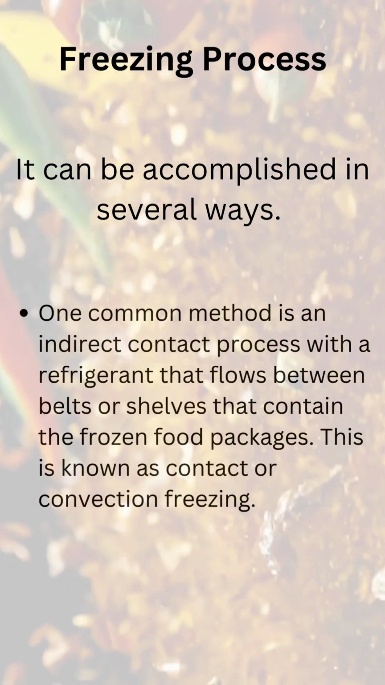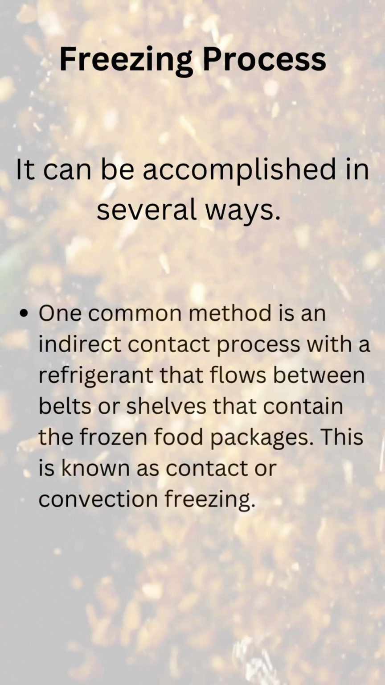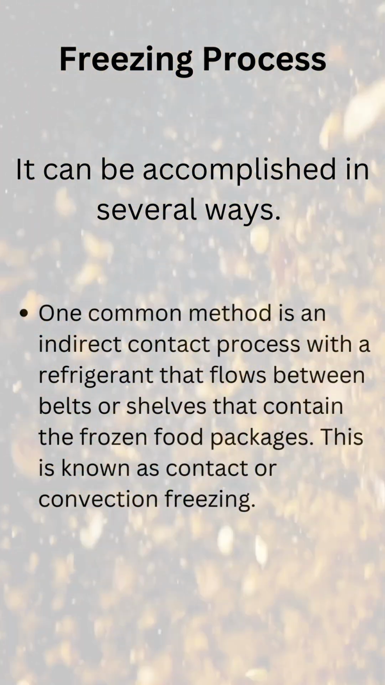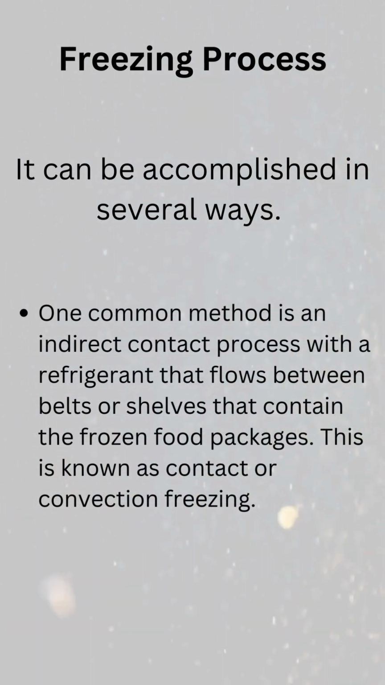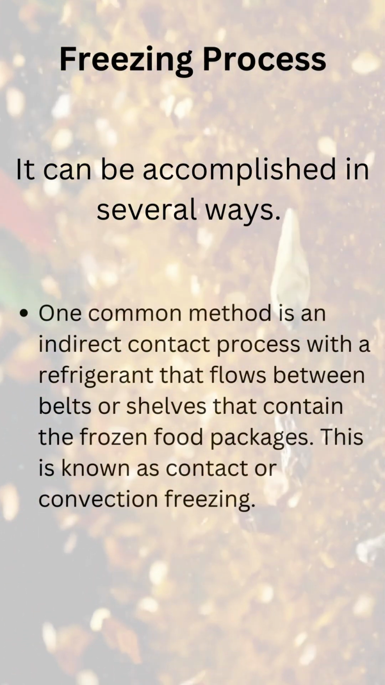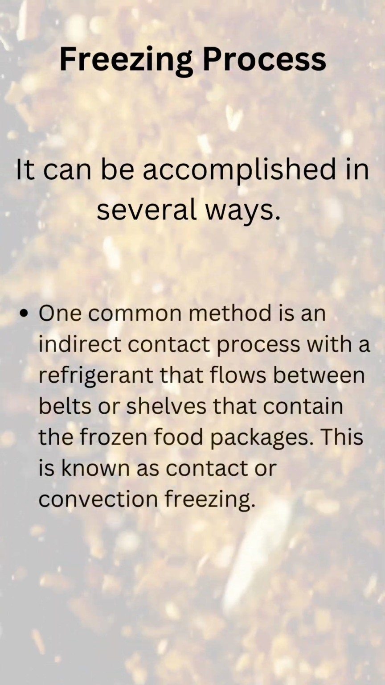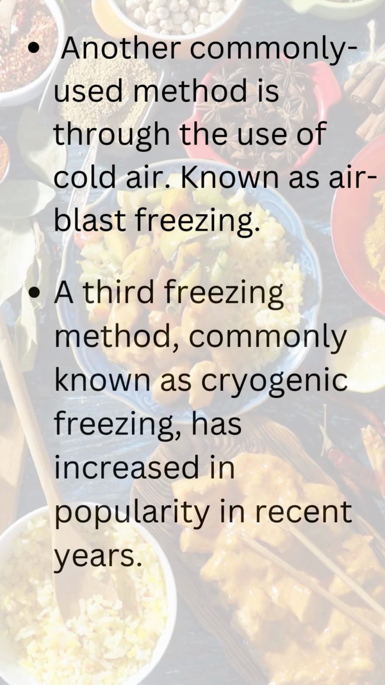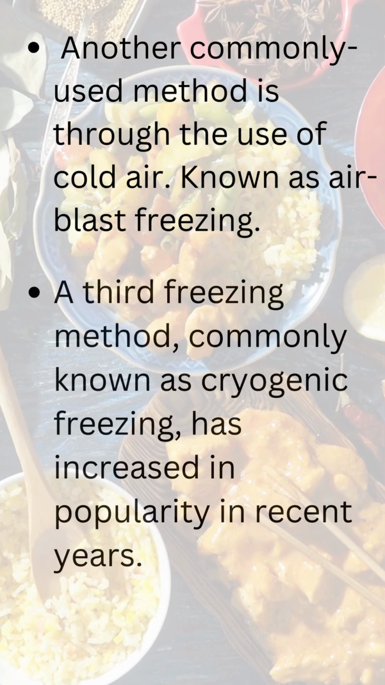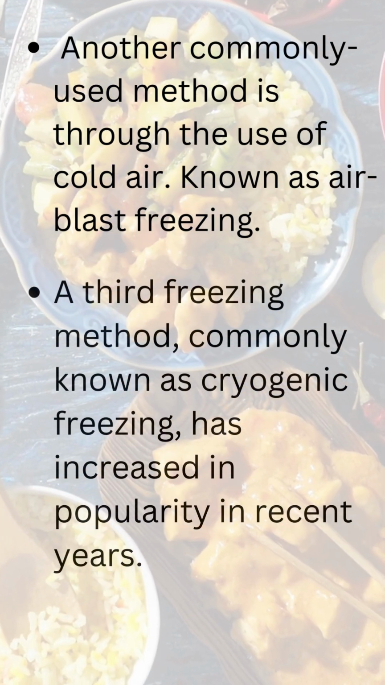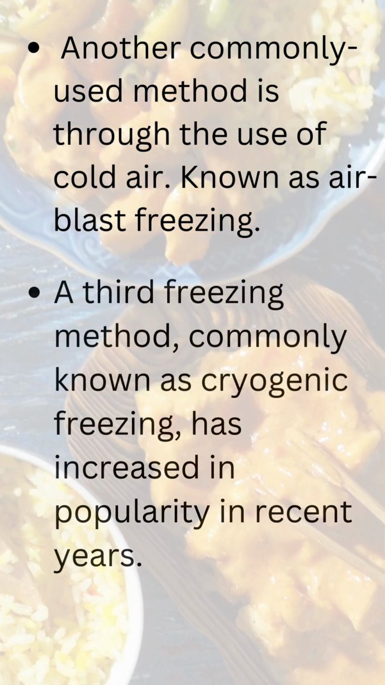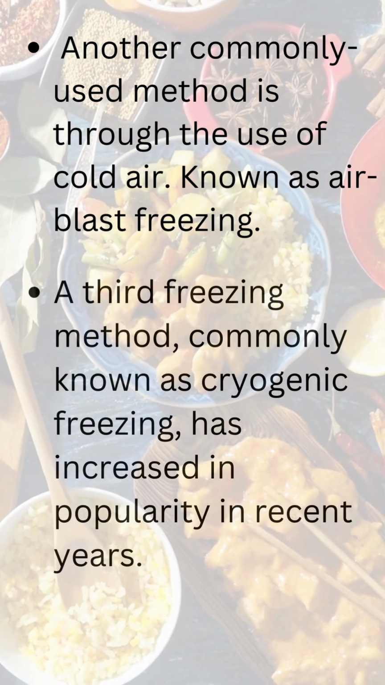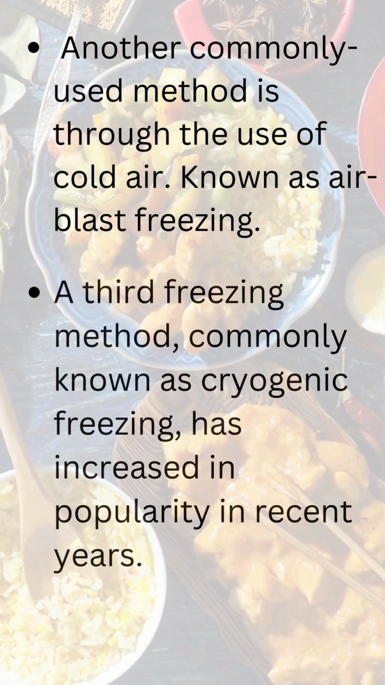Freezing process. It can be accomplished in several ways. One common method is an indirect contact process with a refrigerant that flows between belts or shelves that contain the frozen food packages. This is known as contact or convection freezing. Another commonly used method is through the use of cold air, known as air blast freezing. A third freezing method, commonly known as cryogenic freezing, has increased in popularity in recent years.